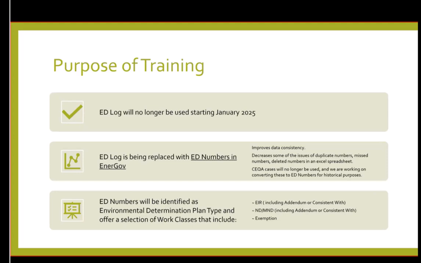And then ED numbers will be identified, and this will make more sense as we go into EnerGov, but there's different plan types. So the only plan type that you'll use is the environmental determination plan type. And then under that are different work classes, and the work classes include EIRs, NDs, MNDs, and exemptions. But they also include the addendum to an EIR or consistent with an EIR, including addendum or consistent with negative declarations and mitigated negative declarations.